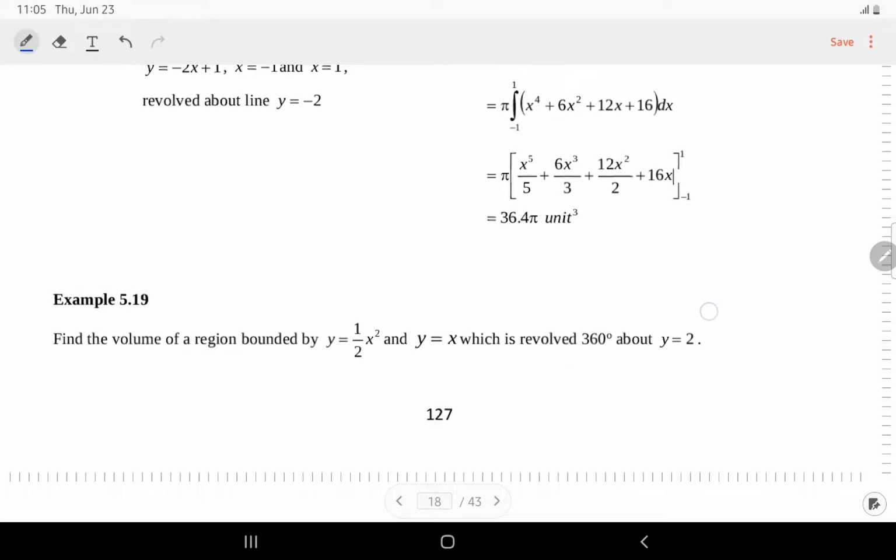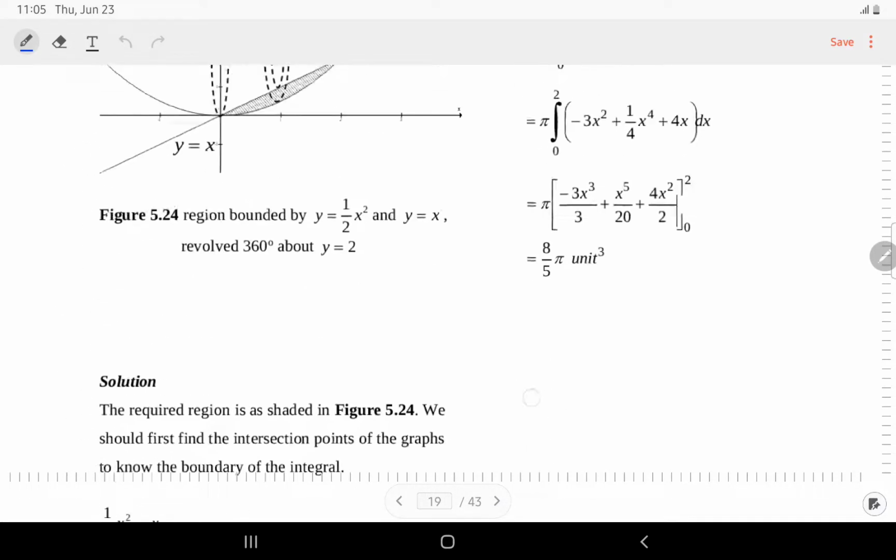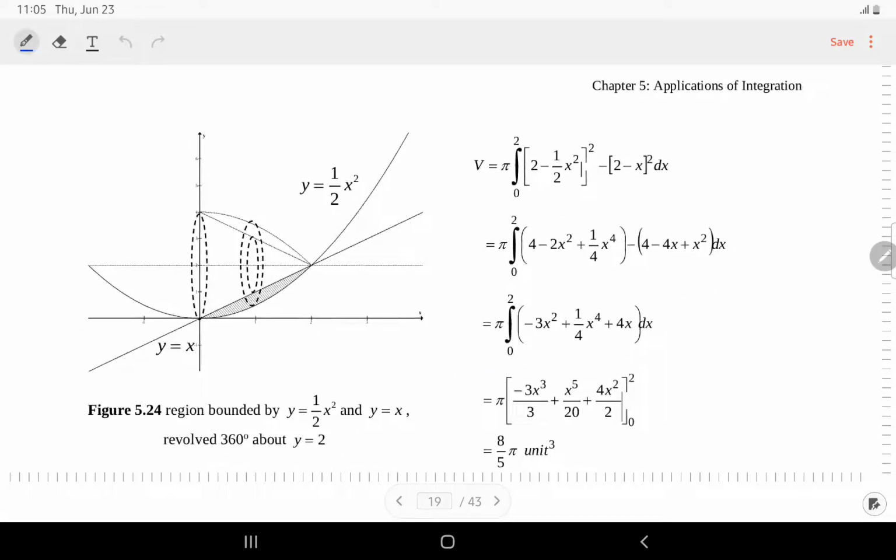Okay, example 5.19. So the region bounded by y equals half x square. So this is the equation, y equal half x square. And then bounded by y equals x, yang ni. Okay, so maksudnya inilah dia punya shaded region. Okay, so this shaded region is going to revolve 360 degrees about y equal negative 2. So this is y equal negative 2. So this is the axis of revolution.